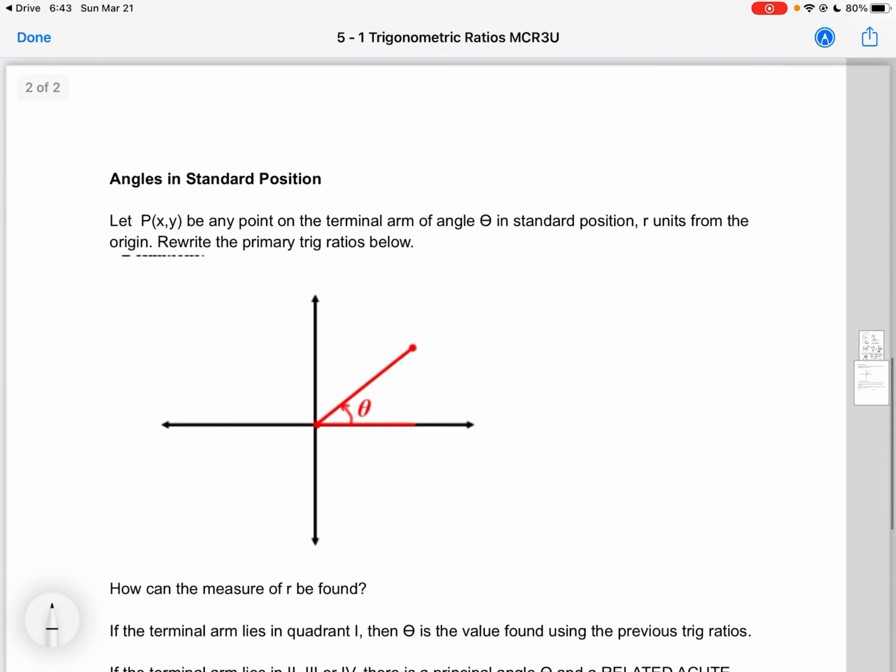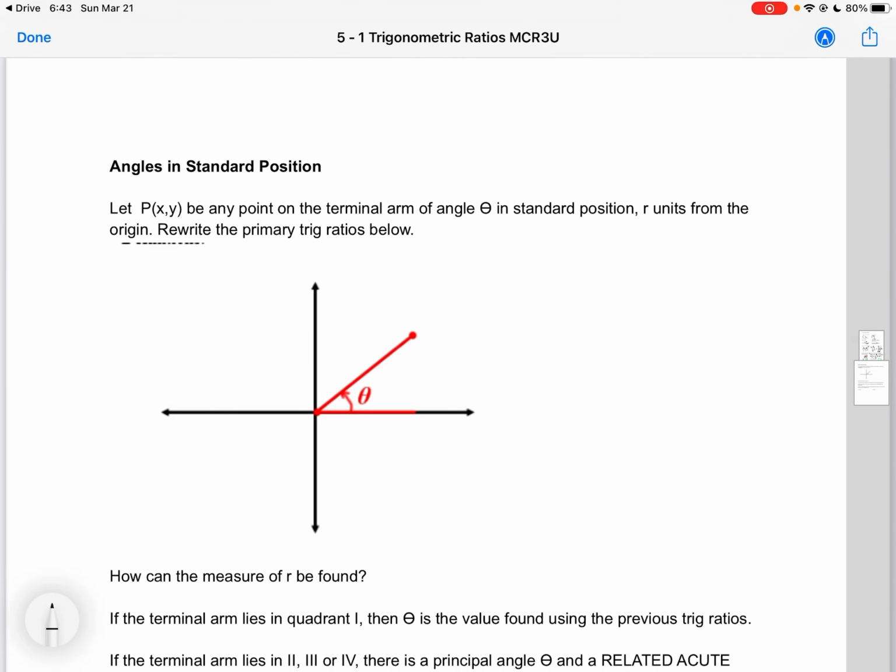So let's move on to angles in standard position, which should be somewhat new. Okay, we're going to let P at x, y be any point on the terminal arm of an angle theta in standard position, r units from the origin.